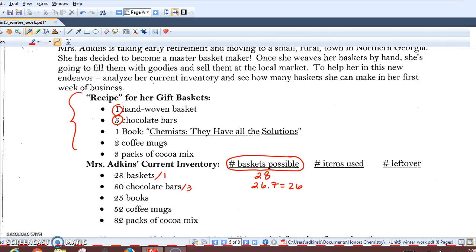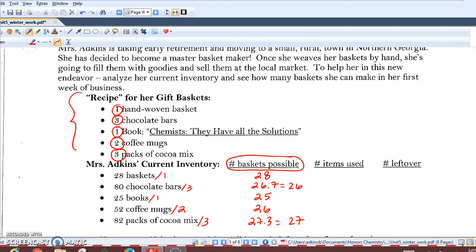All right, based on books, there's going to be 1 book in each basket. So again, a pretty easy calculation. Based on that, I can make 25 gift baskets. Coffee mugs, I want 2 in each basket. So I'm going to divide by 2. 52 divided by 2 gives you 26. So based on mugs alone, I can make 26 gift baskets. All right, and then last is my cocoa mix. 82 packs is what I have. I want 3 packs per basket. So if I do 82 divided by 3, I get 27.3. And again, I can't really have a part, so I'm just going to round that to 27.